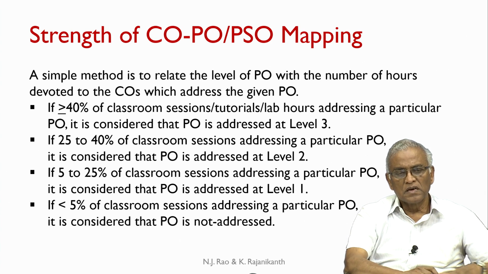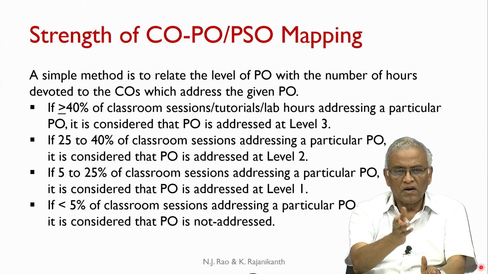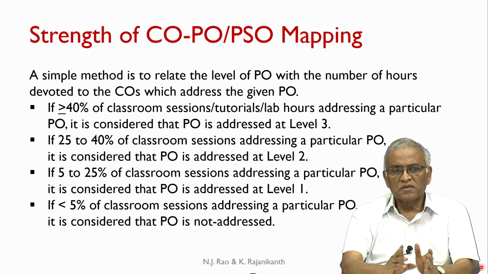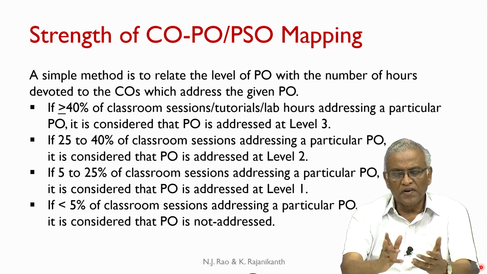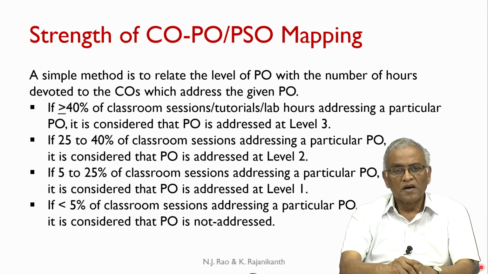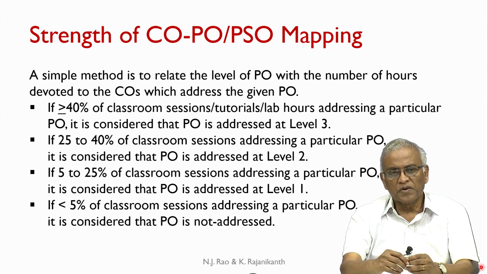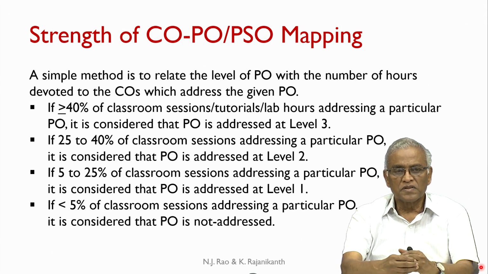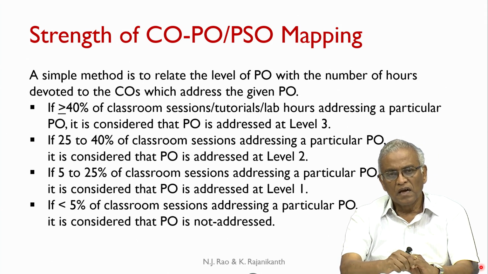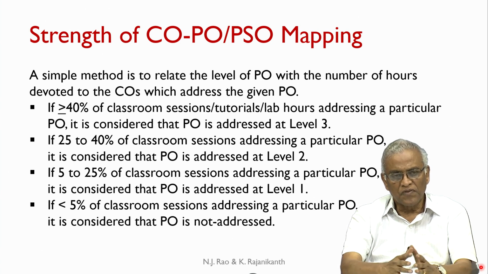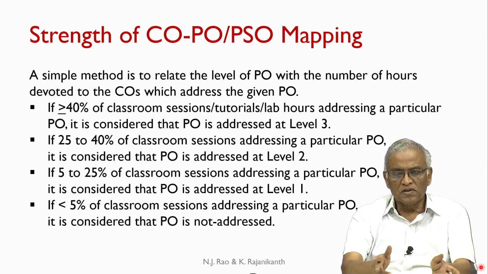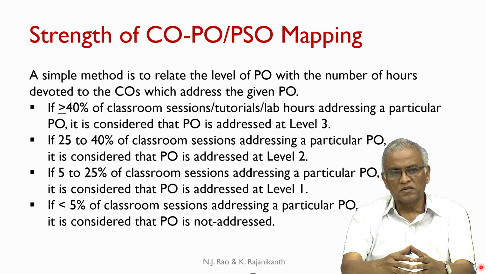We have given a methodology in module 1, and I am representing that. This is one simple method. If one wants, you can redesign that method. For example, if more than 40% of classroom sessions or lab hours address a particular PO, it is considered that the PO is addressed at level 3. I may differ with that and say unless it is greater than 60%, I do not consider it level 3. The faculty of a particular institute should sit together and decide these percentages. If you do not want to follow this method at all, you can follow some other method. You are welcome to that, but it should be justifiable and usable with respect to all the courses.